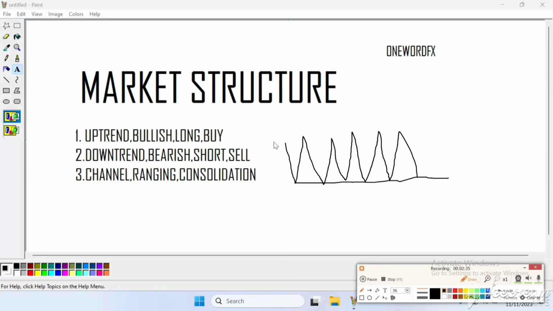As you can see, the market is just in a channel. The market is in the channel, not in an uptrend, not in a downtrend, but just kind of in between, trying to consolidate. So this is an example of a channel.